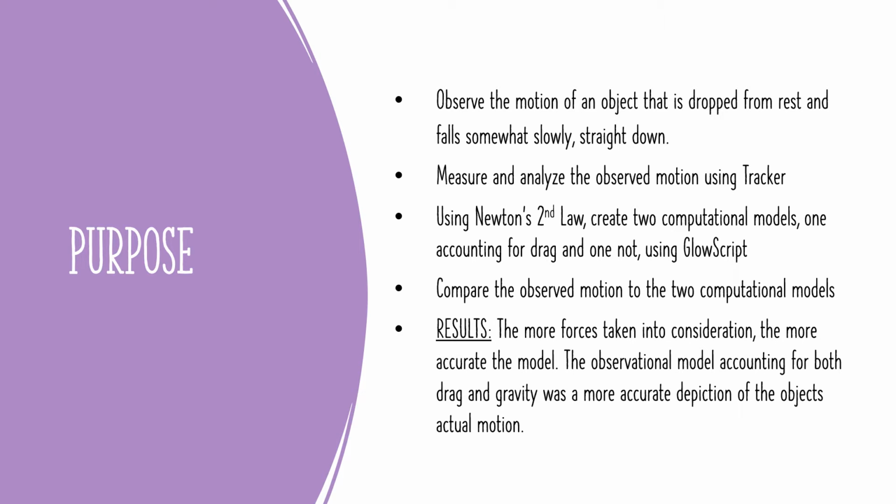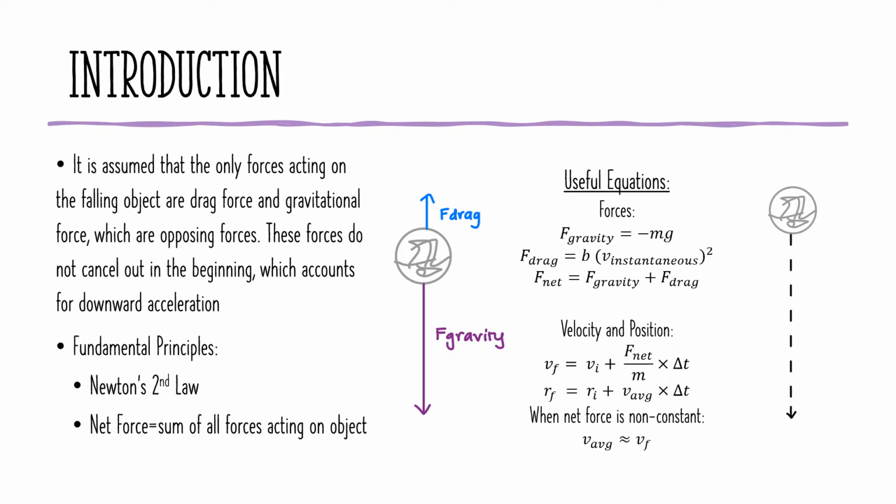I obtained the result that the more forces taken into consideration, the more accurate the model. The computational model accounting for both drag and gravity was a more accurate depiction of the object's actual motion. It is assumed that the only forces acting on the falling object are drag force and gravitational force, which are opposing forces. These forces do not cancel out in the beginning, which accounts for downward acceleration.